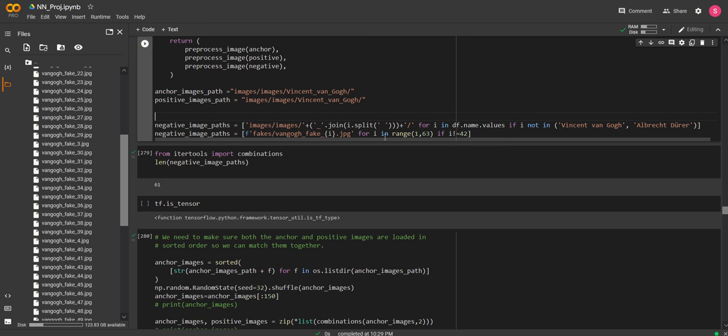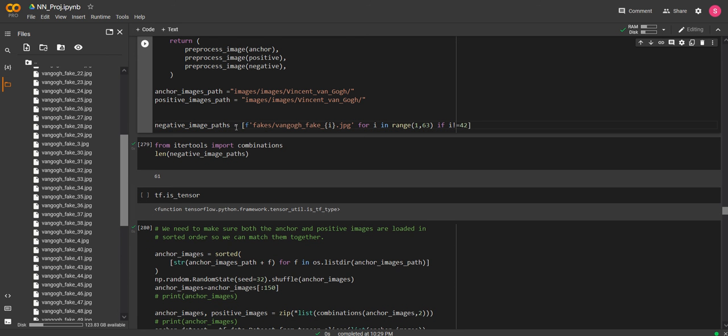The negative image paths that we use are in fact Van Gogh paintings. Even this is also overwritten. So these are the negative image paths that we use, which are the fakes, and the anchor and the positive images are read from Van Gogh. The anchor and positive are essentially pairs of original Van Gogh, so it tries to create a similarity between Van Gogh paintings, and so it is essentially trying to learn a specific painter's style.